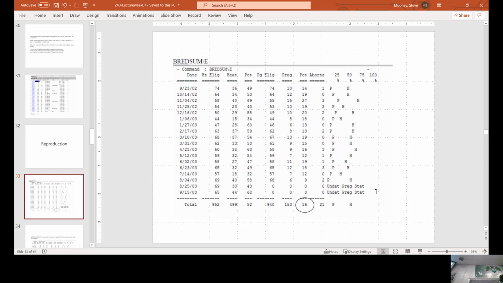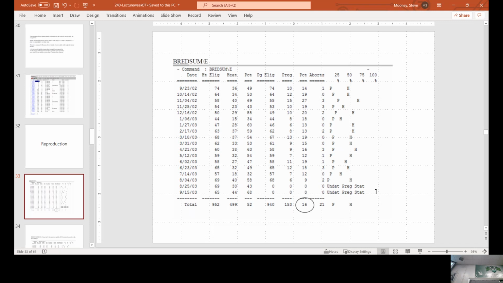So reproduction. If we take breed sum and we put in the \E, it gives us our 21-day risk of pregnancy. So here's the start of each 21-day cycle going back in time as we go up. How many animals were eligible during that period? How many showed heats? How many were bred? Heat and bred might be the same thing. How many were eligible for pregnancy? How many pregnancies actually occurred? And then we get over to our percent preg rate on this side.